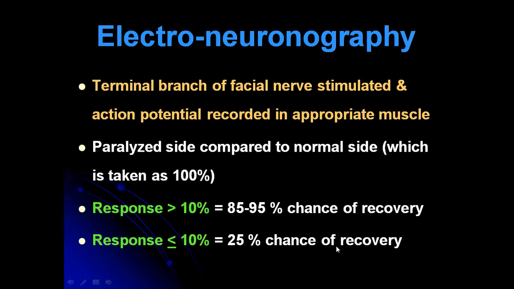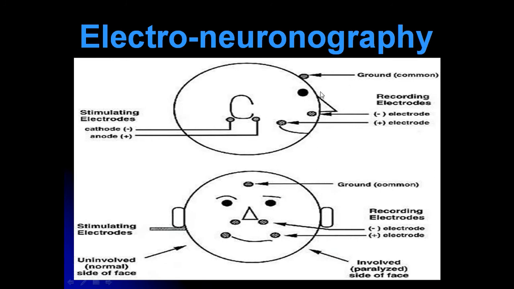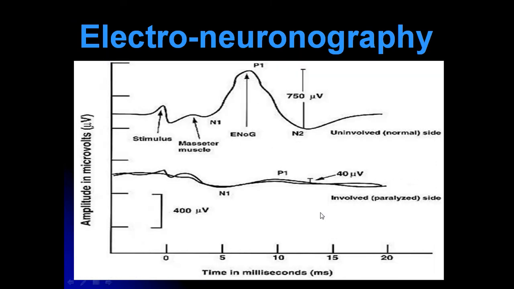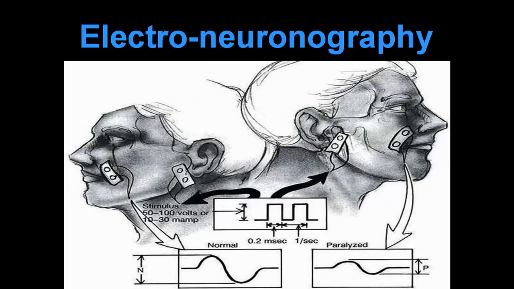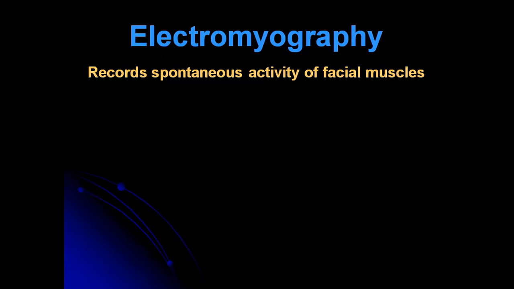So in electro-neuronography, you are trying to give some stimulation to this particular nerve and then check it. You could see the electro-neuronography in this way. And the last one is electromyography. Here you are injecting a needle into the orbicularis oculi or orbicularis oris somewhere and then seeing its activity.